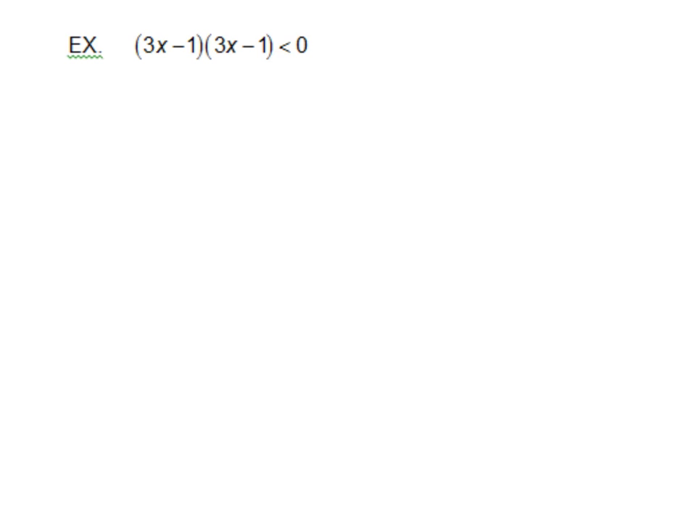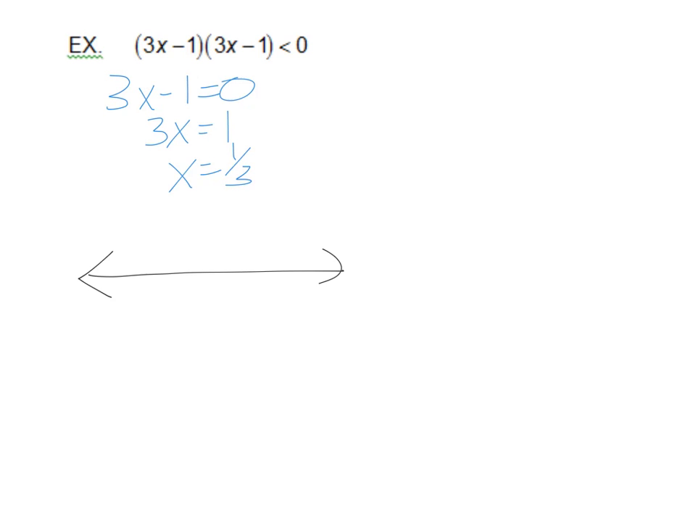This one's already factored for us. They're both the same, so I only need to set one of them equal to 0. Add 1, divide by 3. So my 0 is at 1/3, so that's the only number I have to put on my number line. And then let's pick a number smaller and a number bigger.